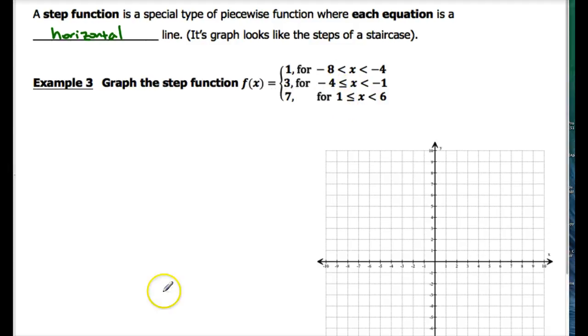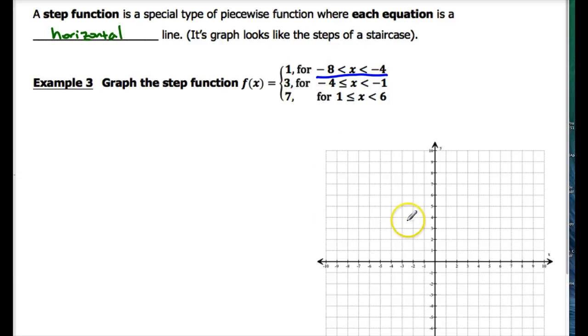1 and 6. Okay, so what I'm going to do for this is start with the top piece. I don't need to make a t-chart really for this because each of these values is a constant. Okay, 1, 3, and 7. I'm just going to look at my domains here, and my first piece I know starts at negative 8, ends at negative 4. Okay, both of the signs are less than signs, so I'm going to use a hollow dot for both of those, and the y value is positive 1.